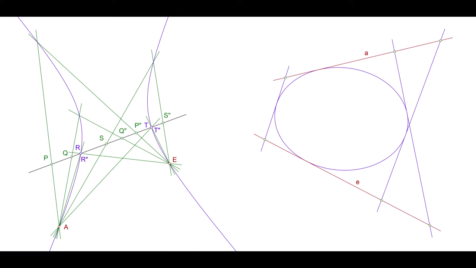In this pairing of collinear ranges, known as an involution, any point that may happen to belong to the curve will obviously be its own projection. That applies to R and R double prime in this example, and also to T and T double prime.